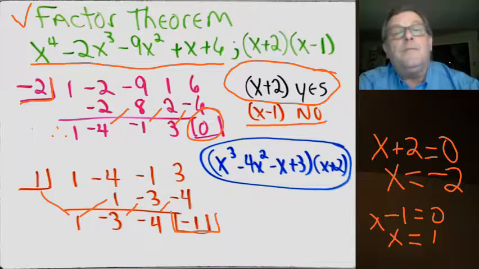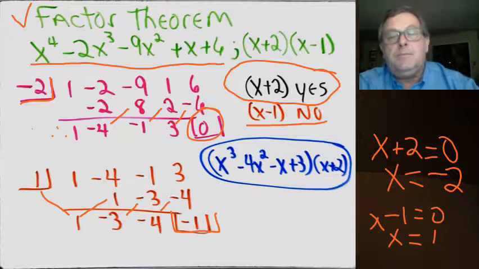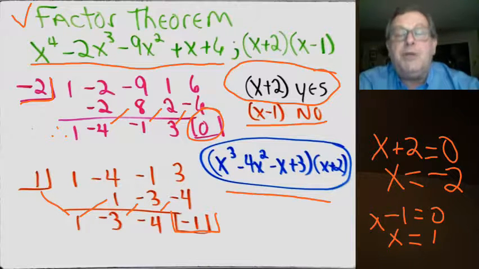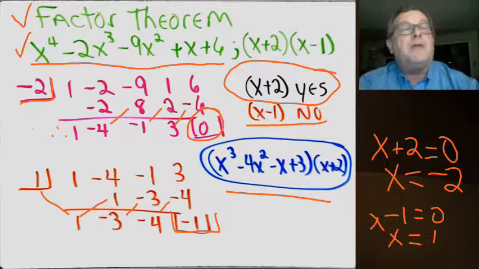Therefore, the factors of x to the fourth minus 2x cubed minus 9x squared plus x plus 6 are x cubed minus 4x squared minus x plus 3 and x plus 2. Those are the factors of this polynomial according to the factor theorem.